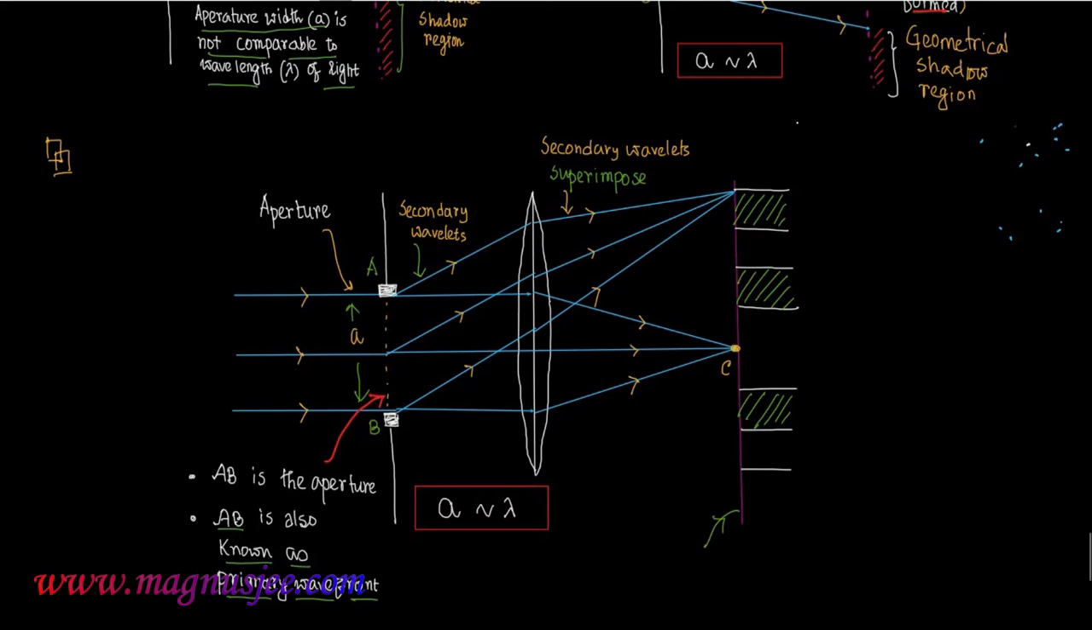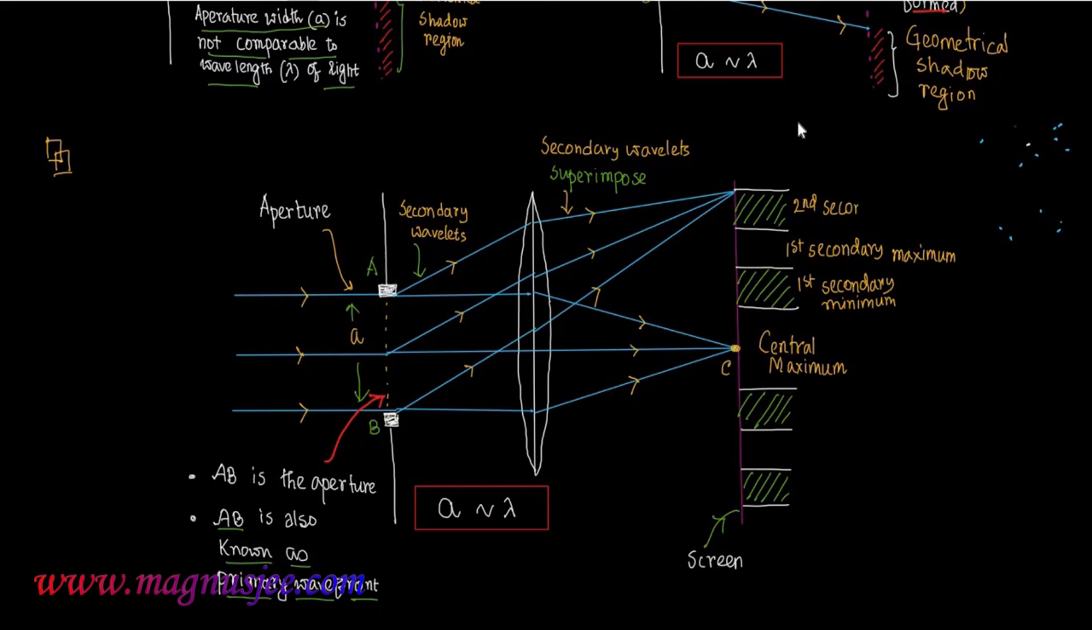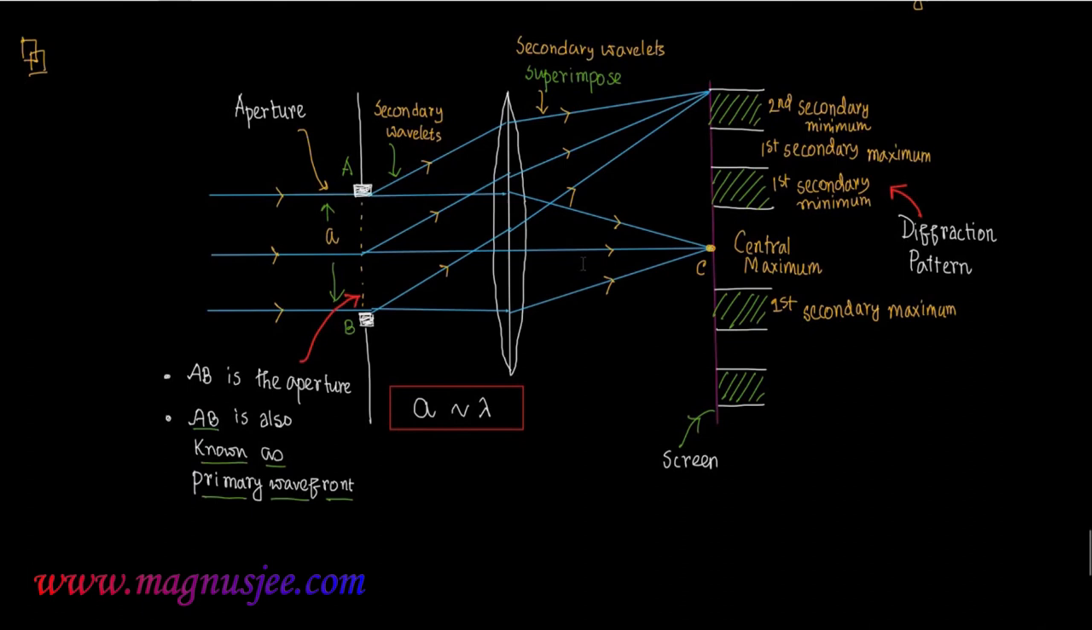This is the screen on which the diffraction pattern will be formed. And we have shown different bright and dark bands on either side of the central maximum. This is the first secondary minimum. Then we can consider the first secondary maximum and so on. And this is the second secondary minimum. So in the lower portion again we have the first secondary minimum, then again the first secondary maximum will be formed in the lower portion. And these alternate bright and dark fringes are known as the diffraction pattern, which is formed in the focal plane of the convex lens due to superposition of secondary wavelets coming from the wavefront AB.